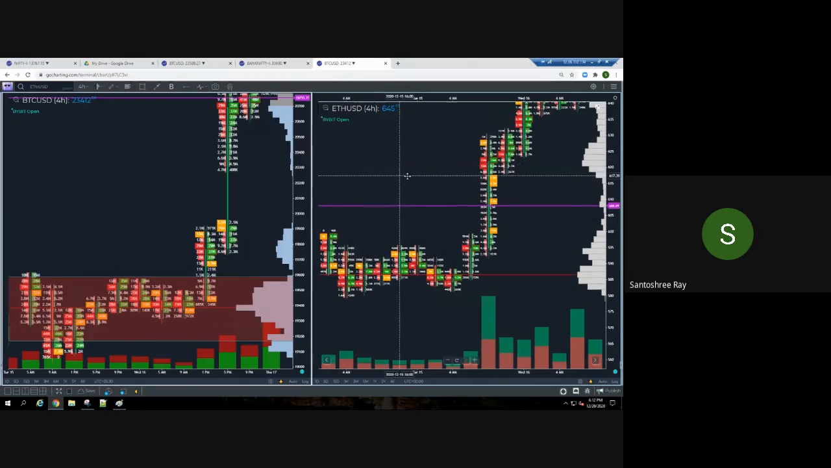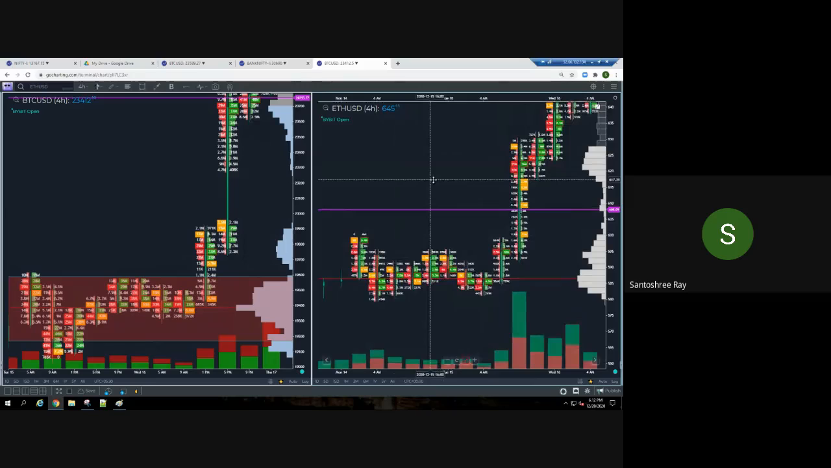Same for ETH USD if you see. We had this reference, 608 odd areas.